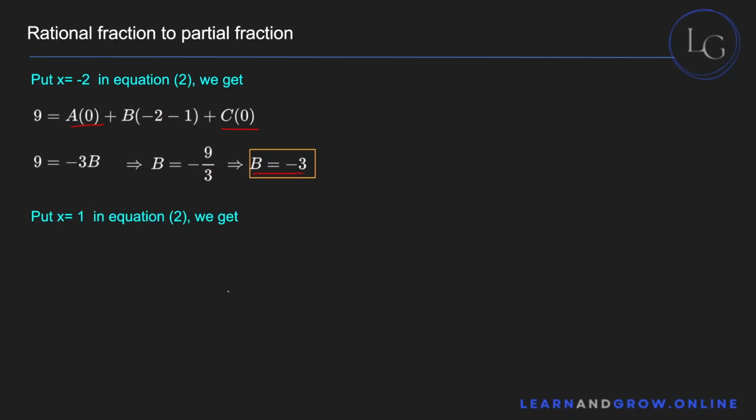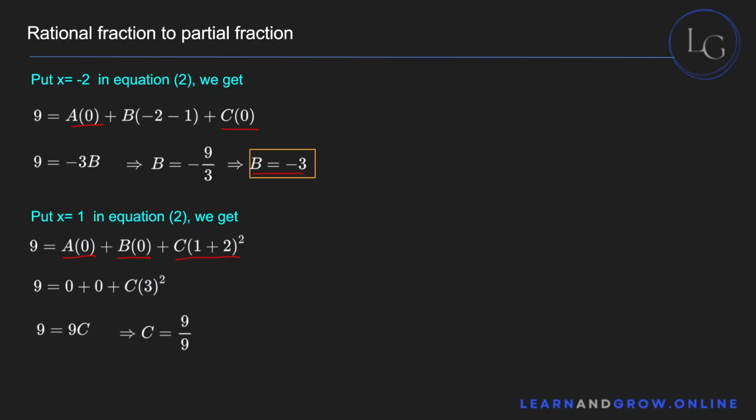Now, when you put x is equal to 1 in the same equation 2, the a variable will be eliminated and b will also be eliminated. We'll just be left with c times x plus 2 whole square. Since the value of x is 1, 1 plus 2 whole square becomes 3 square. And so 9c is equal to 9, and so c is equal to 1. We have found the values of b and c. Now let's find the value of a.